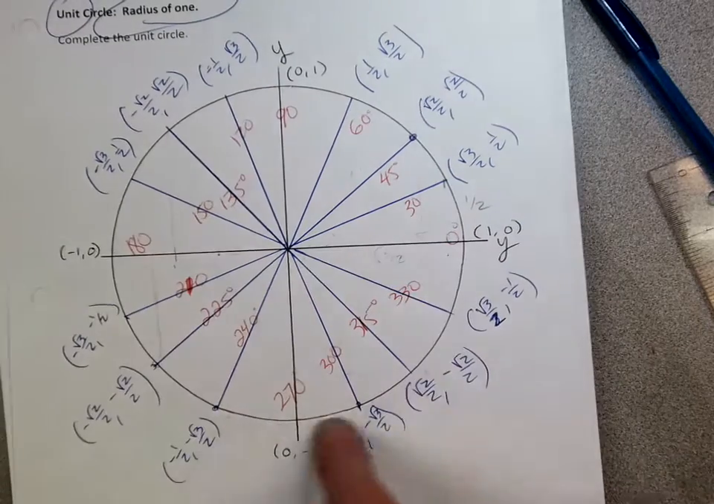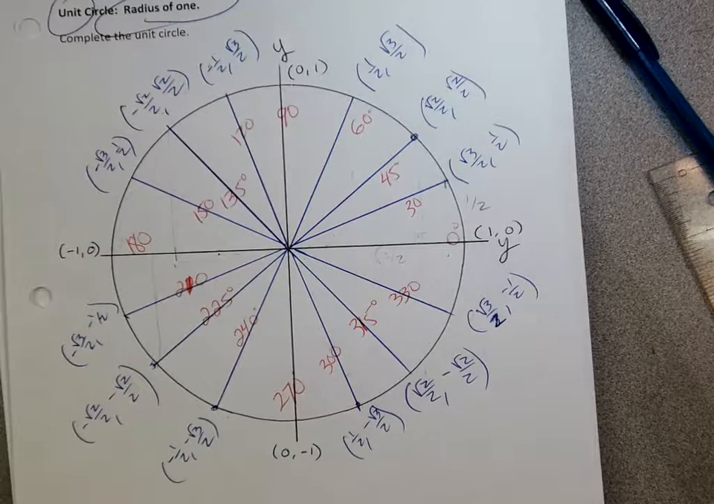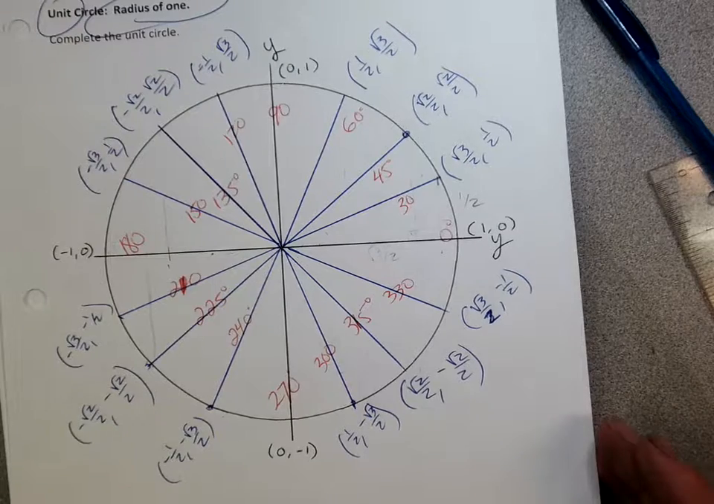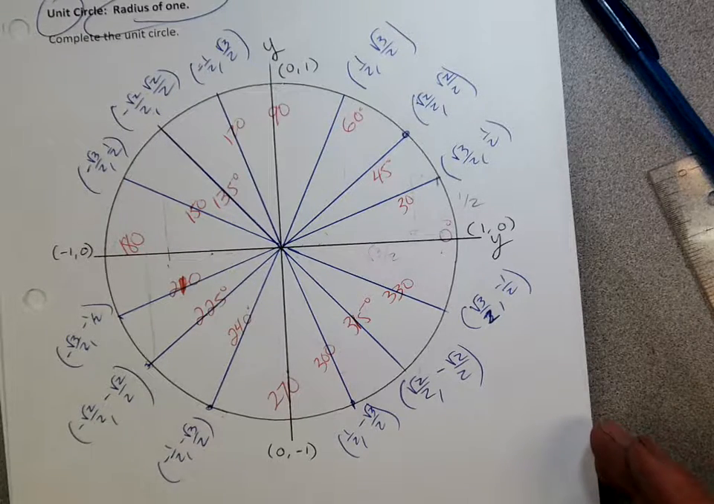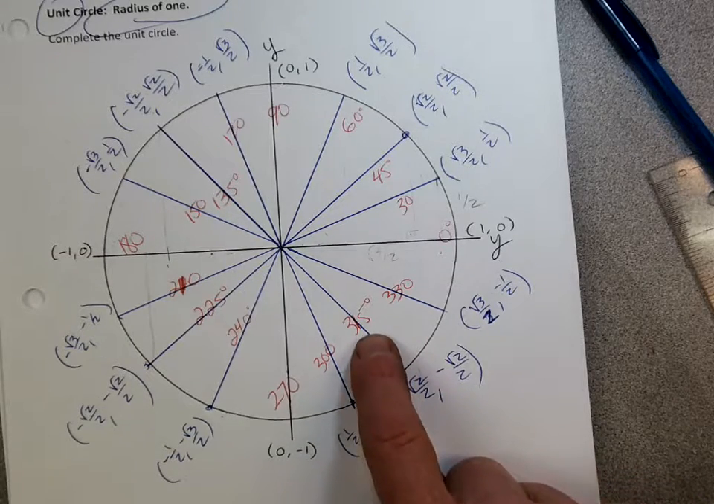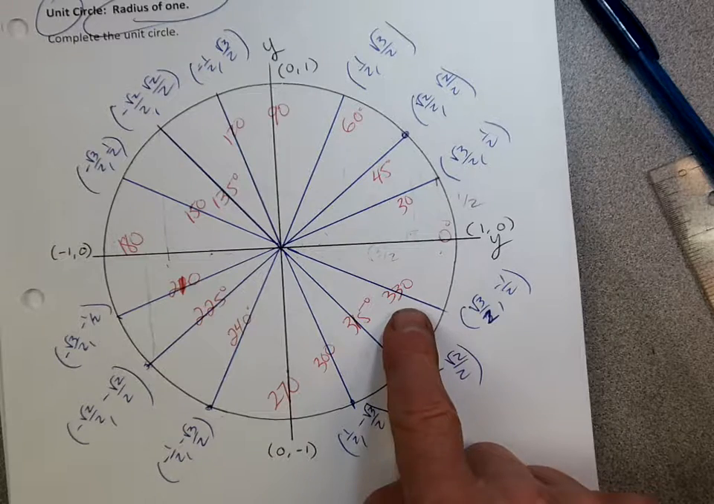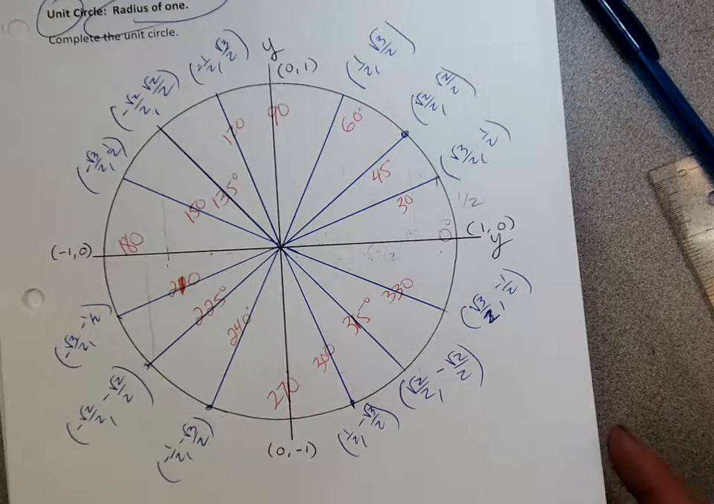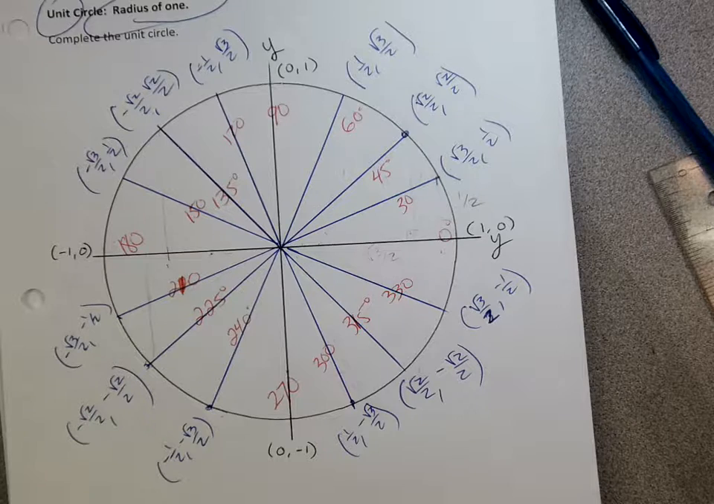Now, what does this have to do with trigonometry? A lot. You guys got it? Micaiah? 330, to the left, 315. And then 330. Yes, 315. Okay, got it. You got it? Okay. How am I doing? Okay, all right.